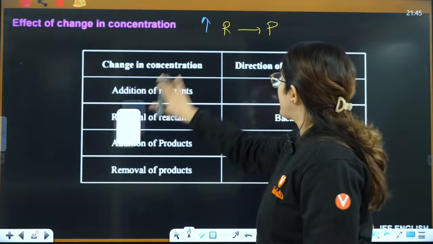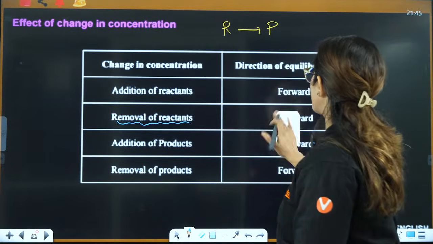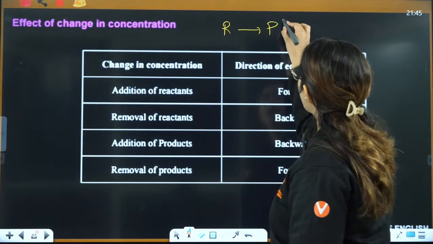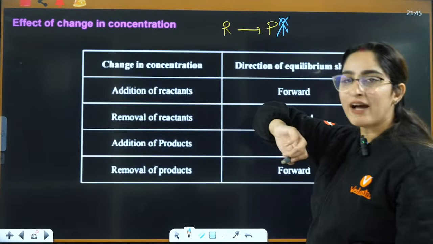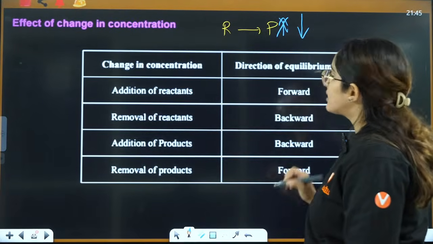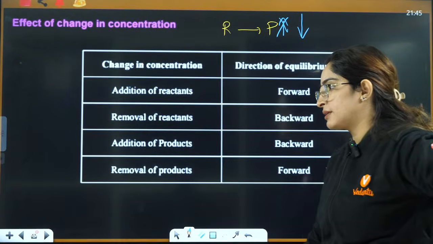Or let's add products here. When you add product, the product concentration is increased. It will try to nullify the effect and try to decrease it. So to decrease the product, it will have to go in the backward direction.